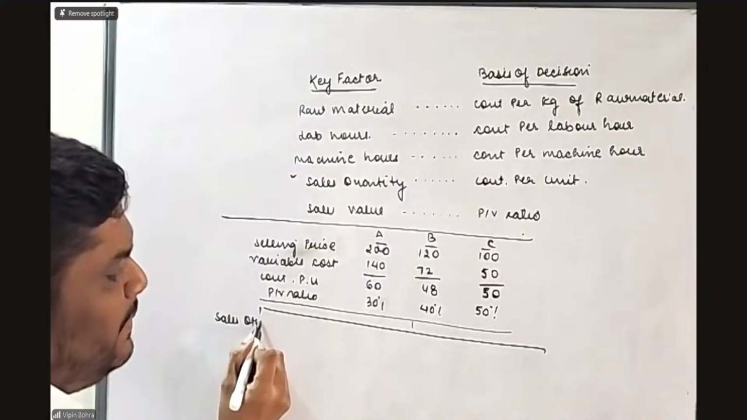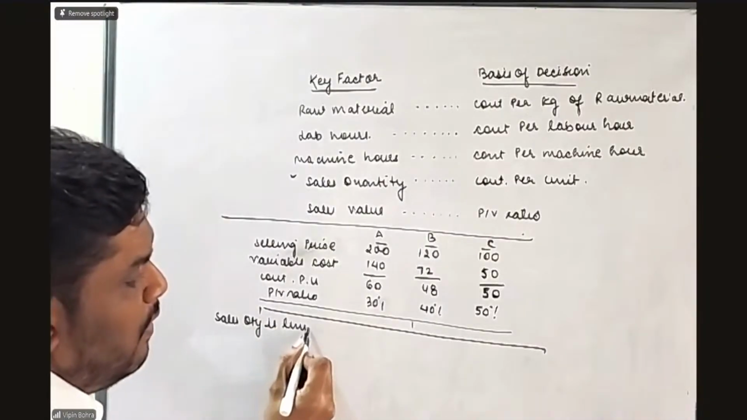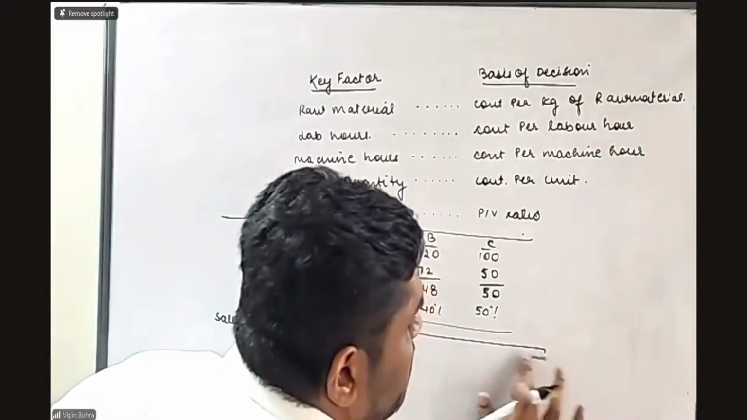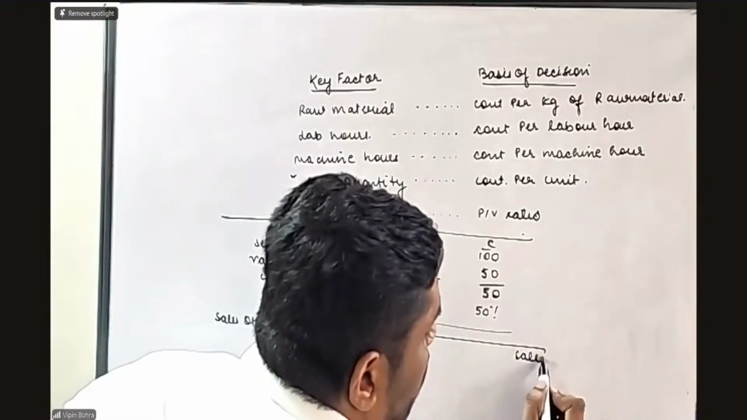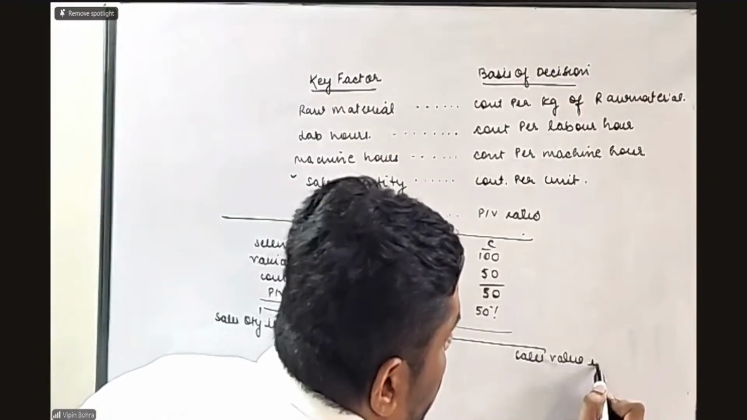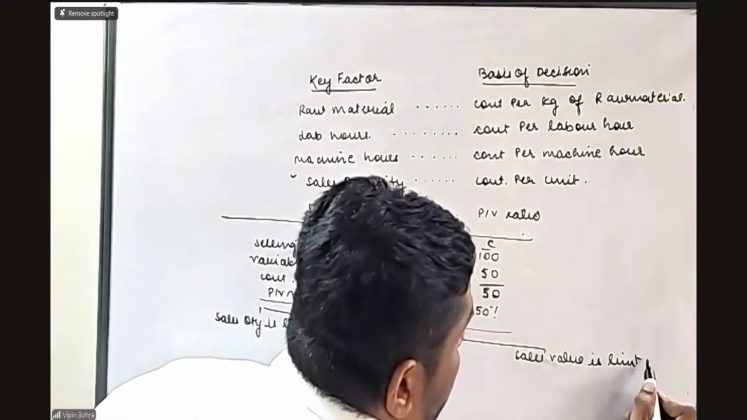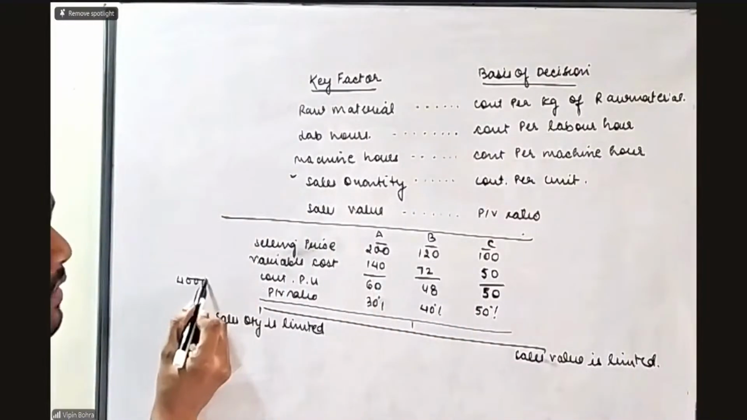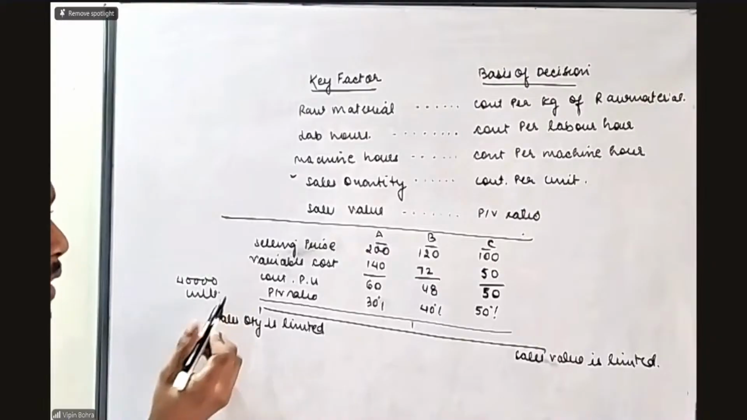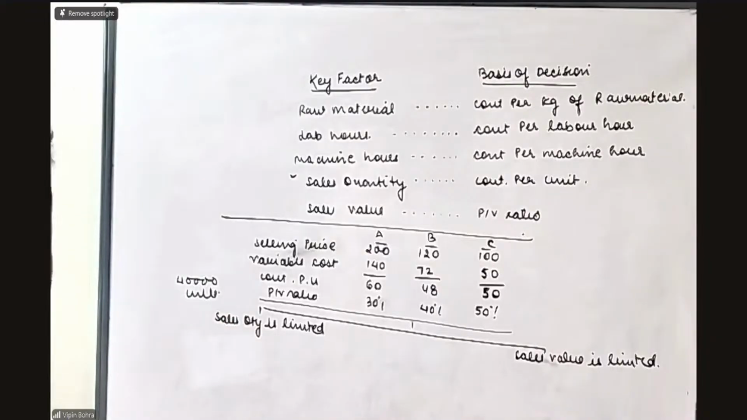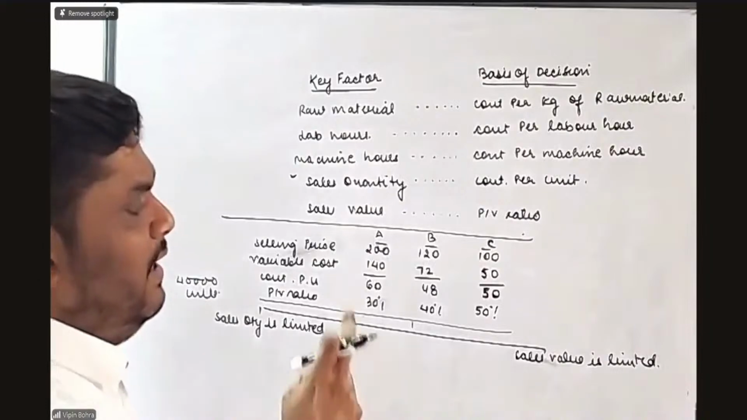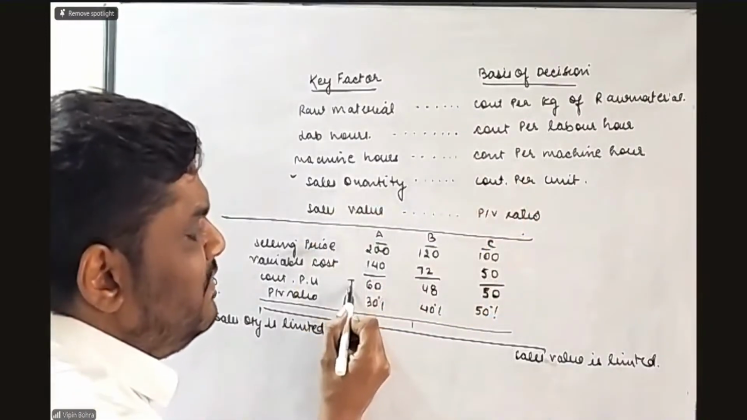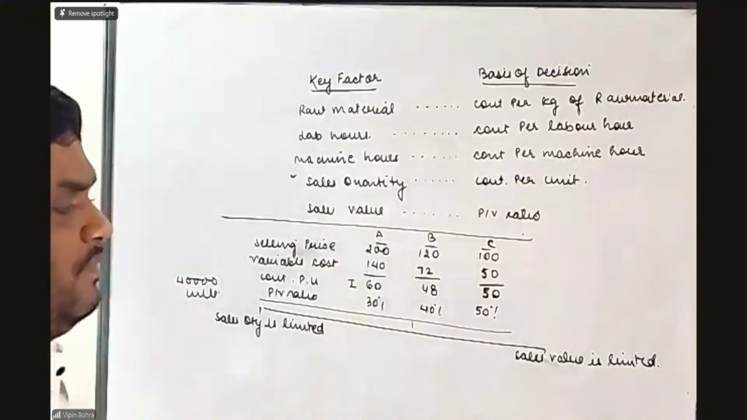Sales quantity is limited and sales value is limited. Let's say sales quantity is limited to 40,000 units. Now, as I said, if the sales quantity is limited, we should manufacture the product with the highest contribution per unit. That is, it should be given first.